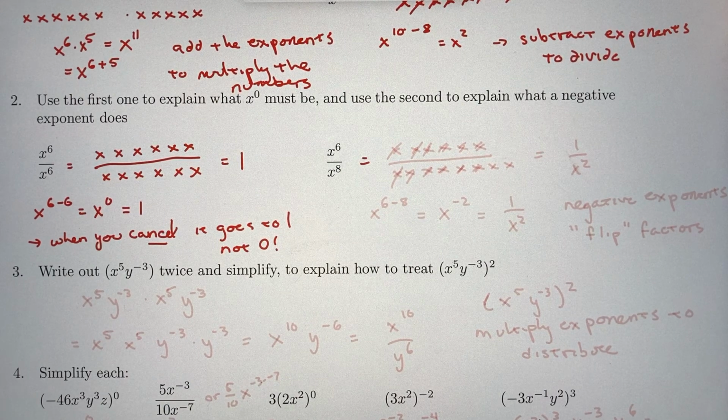Okay. What about this one? This time, we note that if you have more x's on the bottom, then you end up with the remaining x's on the bottom. So x to the 6 minus 8, otherwise known as x to the negative 2, flips to x squared.